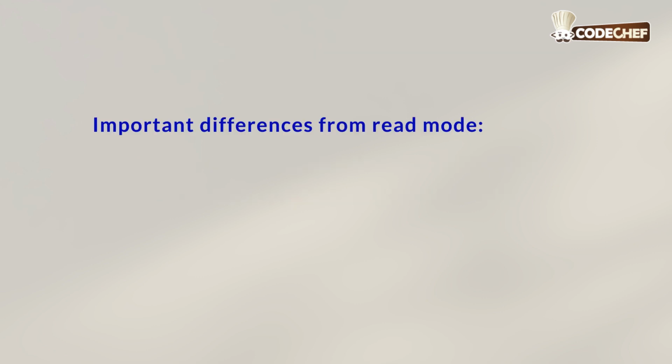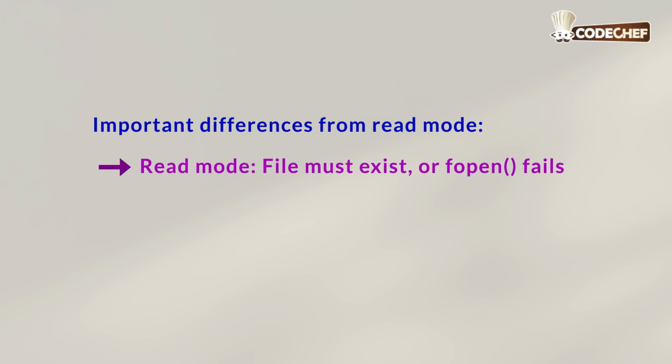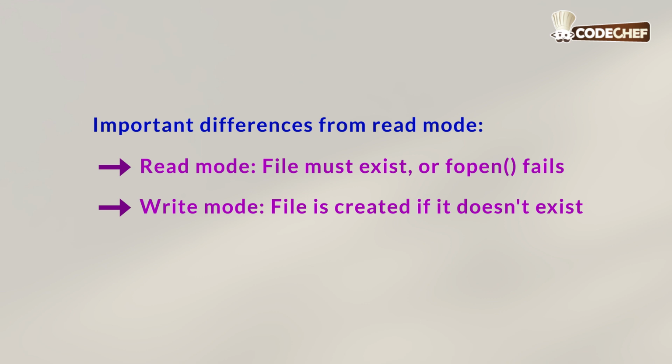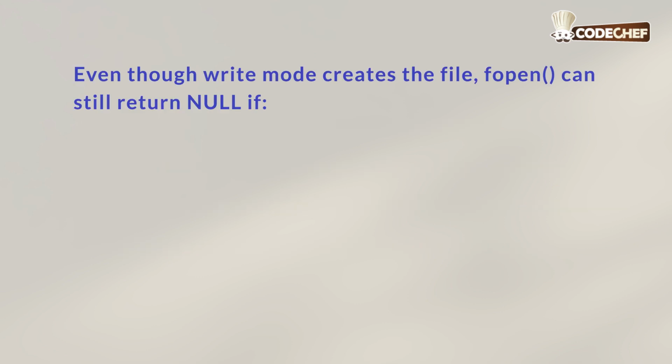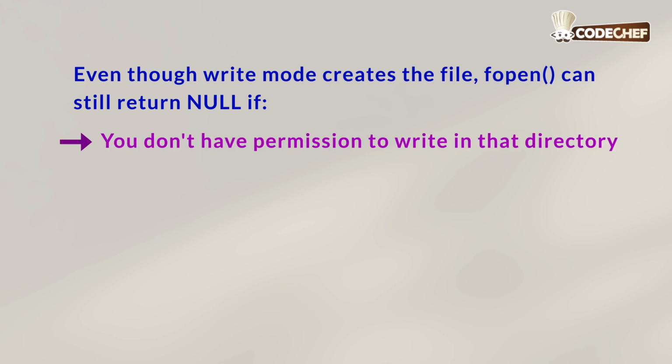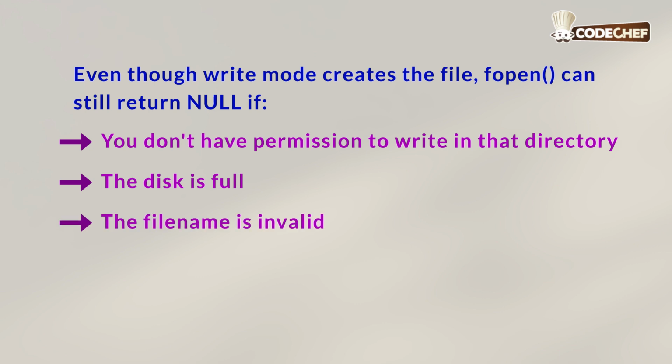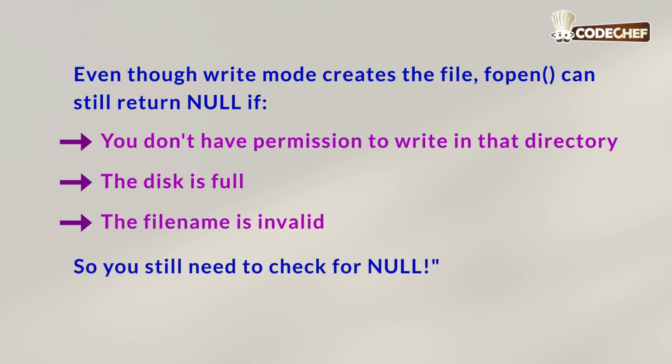These are some important differences from read mode that you should remember. In read mode, the file must exist or fopen fails. In write mode, the file is created if it doesn't exist. And in write mode, the file is emptied if it does exist. Even though write mode creates the file, fopen can still return NULL if you don't have permission to write in that directory, the disk is full, or the file name is invalid. So you still need to check for NULL.